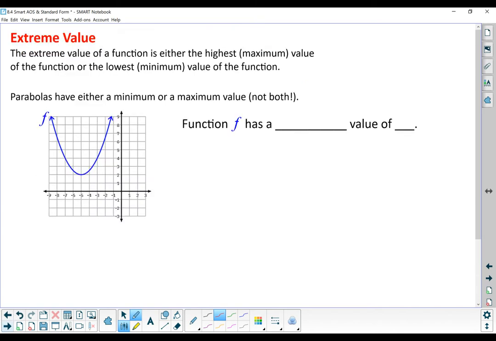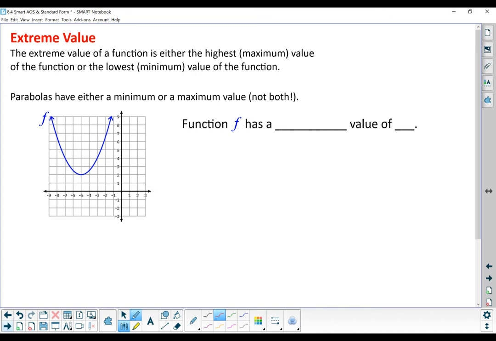The other vocabulary word that we want to work with today is the extreme value of the function. An extreme value of a function is either the highest value or the lowest value of the function. So the highest value is called the maximum. If the function has a lowest value, it's a minimum. So parabolas have one or the other, but not both.